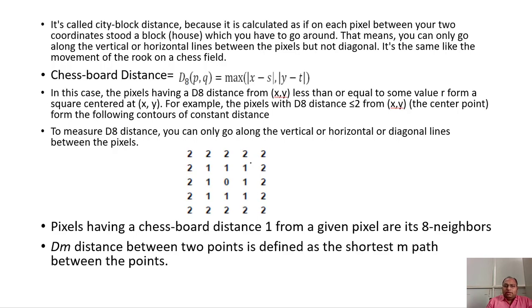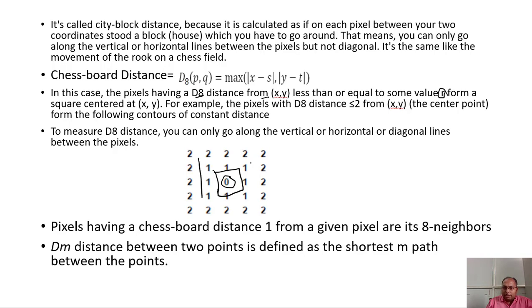Okay, so in this case the pixels having D8 distance from, let us say, center (x, y) less than or equal to some value r form a square centered at the square center. Remember that this is nothing but our pixel, so it is going to create a square of these same valued distances across its boundary. So this is the center of the square, and it is creating a square.